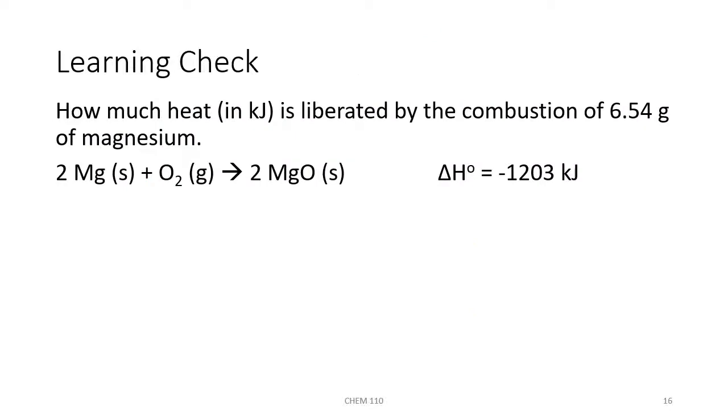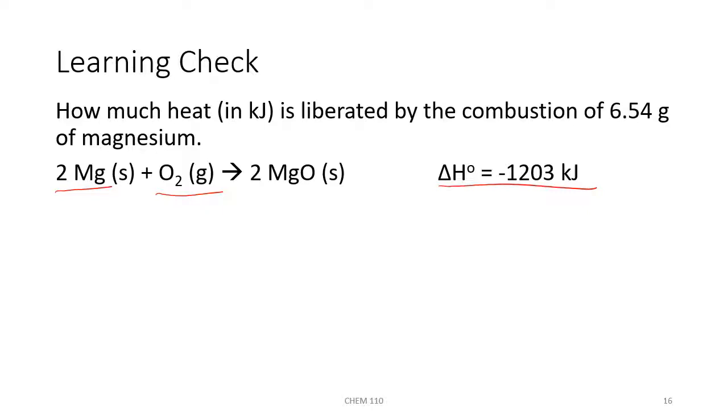How much heat in kilojoules is liberated by the combustion of 6.54 grams of magnesium? We have our balanced thermochemical equation. 2 moles of magnesium react with 1 mole of oxygen to produce 2 moles of magnesium oxide. The enthalpy of reaction is negative 1,203 kilojoules. Now recall that the value that's given for our enthalpy only corresponds when 2 moles of magnesium are combusted and reacted with 1 mole of oxygen.